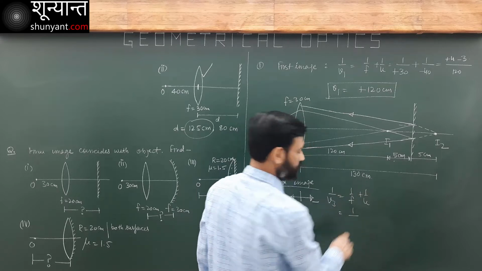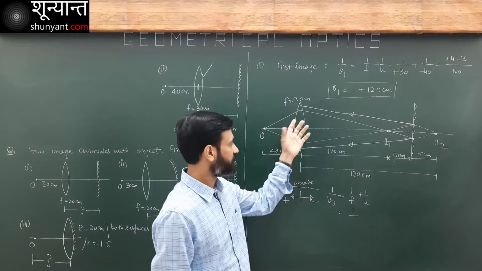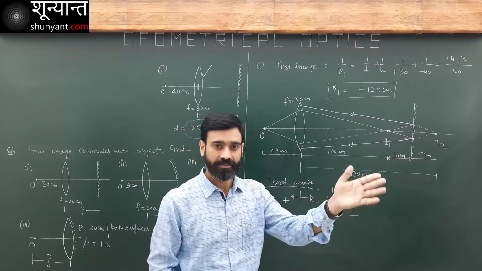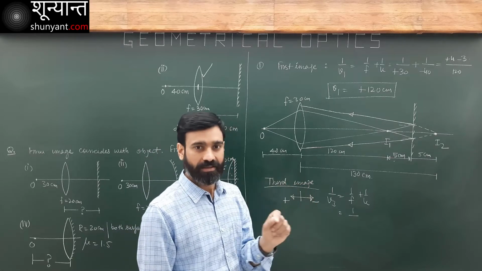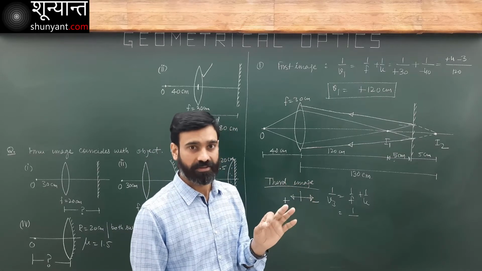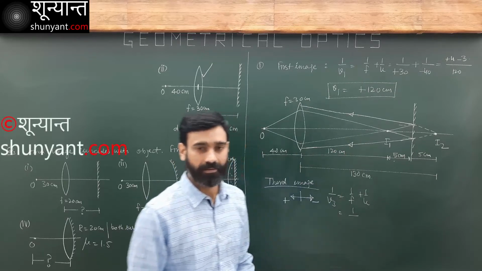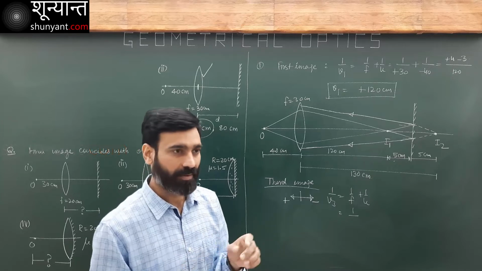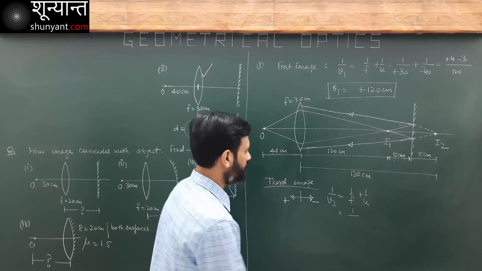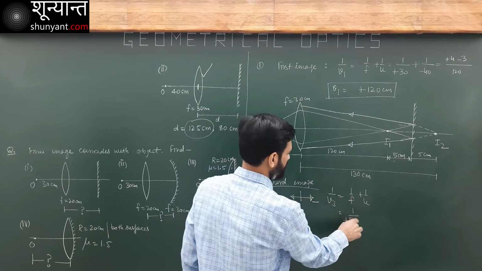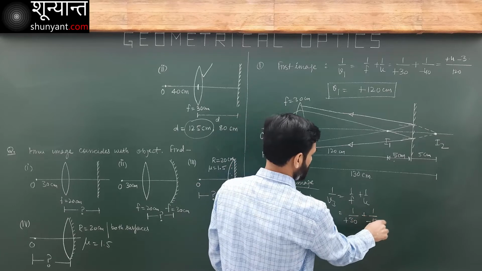You see, focal length is always positive. Remember this. This is a very confusing thing, especially in such type of problems when several successive refractions take place. Focal length of a converging lens is always positive, no matter where the object is kept, no matter how the light is coming. This is something you have to keep in mind. Focal length, converging lens, always positive. Diverging, always negative. Now, this becomes plus 30 here, plus 30 here, plus 1 over minus 130.